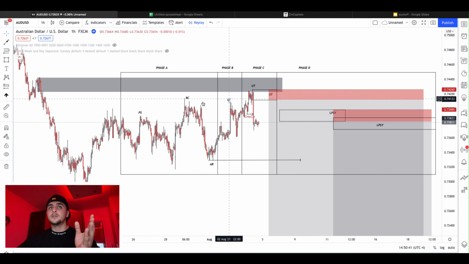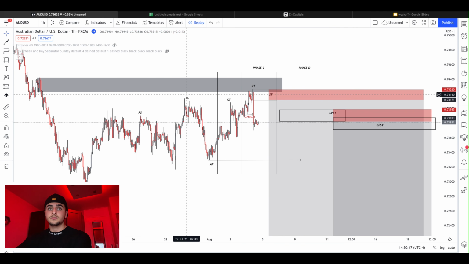So we didn't need to focus on phase A and phase B. What we're going to do now is get rid of all of this, because it was simply not necessary.